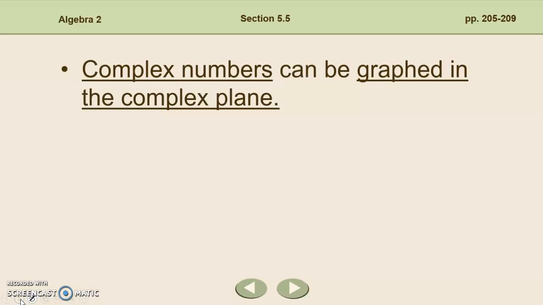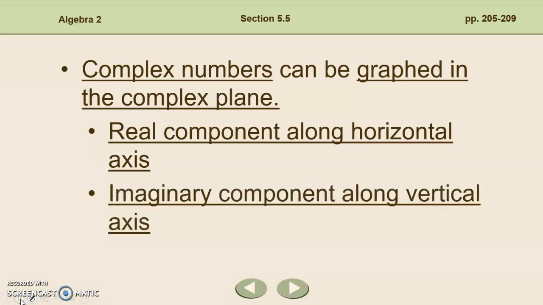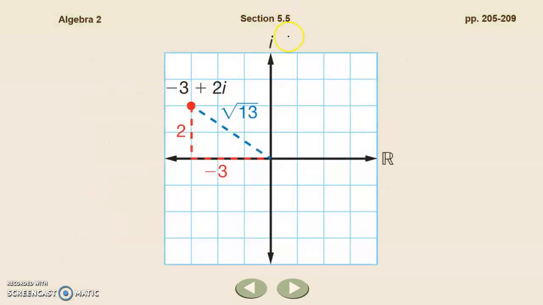Complex numbers can be graphed in a plane called the complex plane. The complex plane is similar to the Cartesian plane in that there is a horizontal and a vertical axis. However, in the complex plane, the real component, the real numbers, go along the horizontal axis, much like our number line, and our imaginary numbers, or the imaginary component, will go along the vertical axis. So a complex plane looks like this. We've got our real numbers on the horizontal axis. We've got our imaginary numbers on the vertical axis.